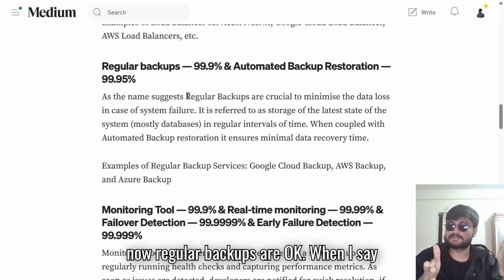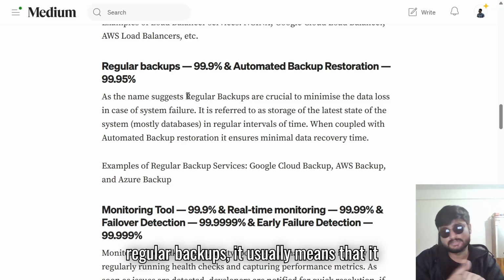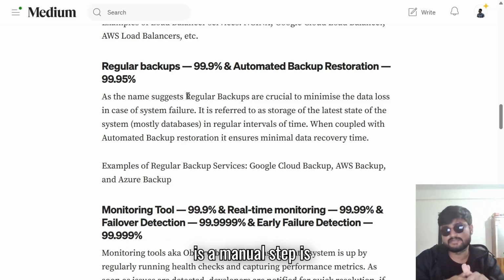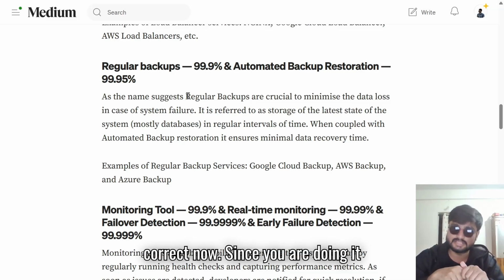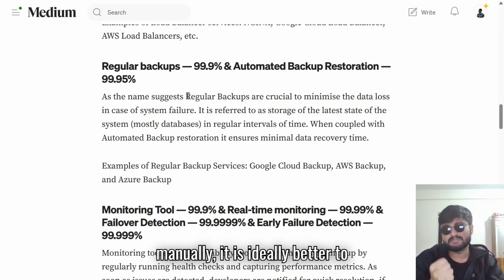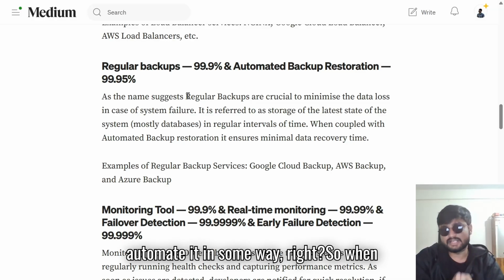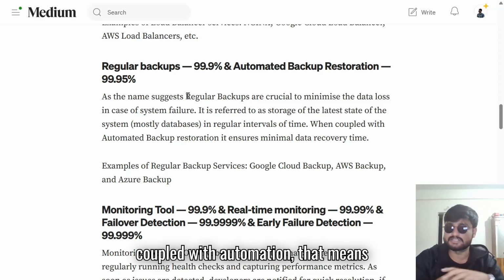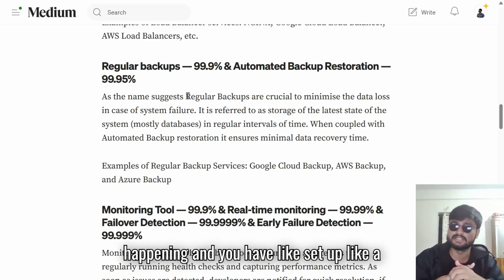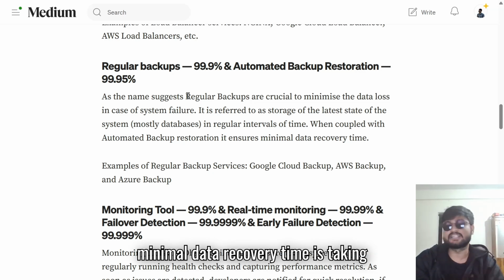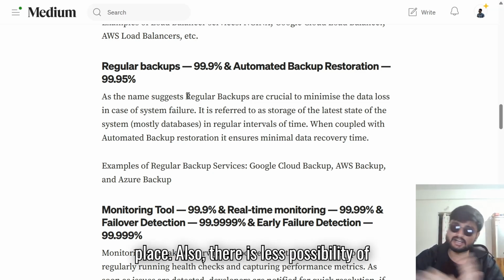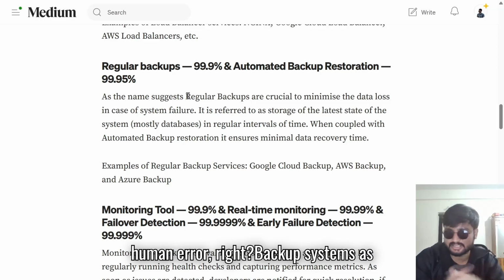Now, regular backups are okay. When I say regular backups, it usually means that a manual step is happening for taking the regular backups, correct? Now, since you are doing it manually, it is ideally better to automate it in some way. So when coupled with automation, that means the backups are happening automatically, and you have set up a cron job for it, that ensures minimal data recovery time. Also, there is less possibility of human error.